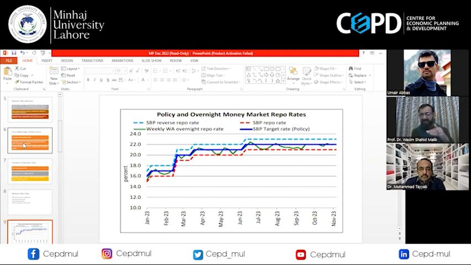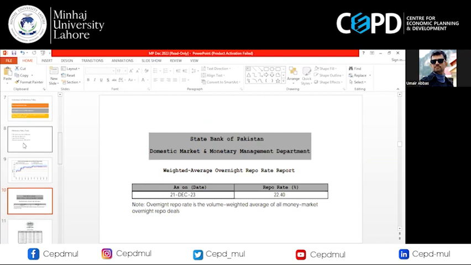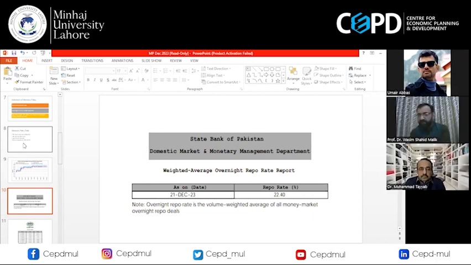A ceiling rate, a floor rate, and then in the center of these two limits, there is a policy target, which is called the policy rate, and then the actual money market rate fluctuates around that policy rate. Now, currently, the State Bank's monetary policy rate is 22%.